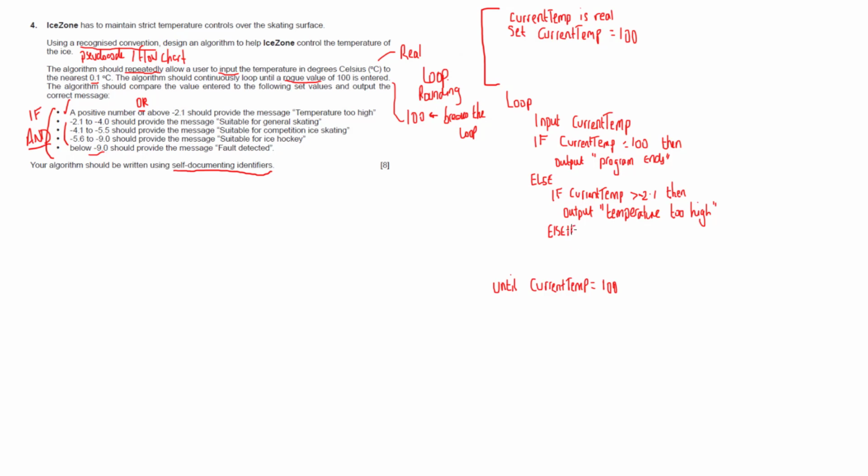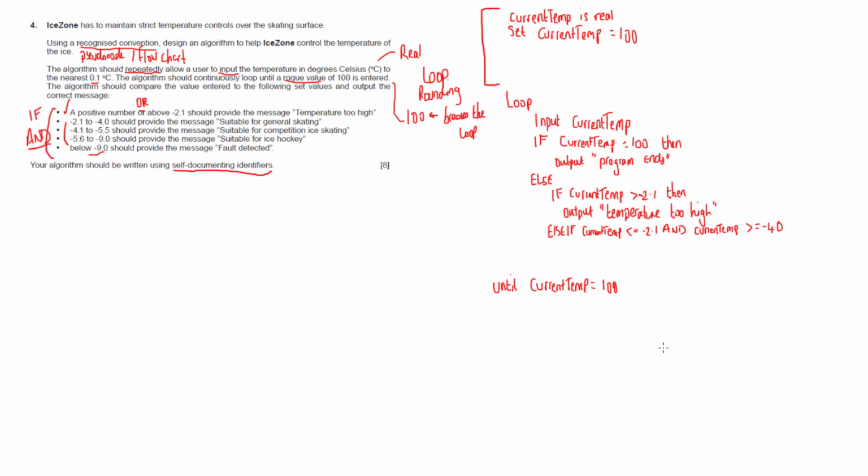So the next one will be an else if condition, and it will say if the current temp again, so this time current temp, and then you've got to look at this now, minus 2.1 to minus 4.0, and it says suitable for skating. So it's exactly 2.1 to exactly 4.0. So here I would put current temp is less than or equal to minus 2.1, logical condition AND, current temp is greater than or equal to minus 4.0.